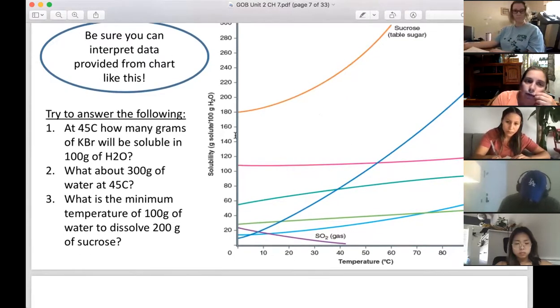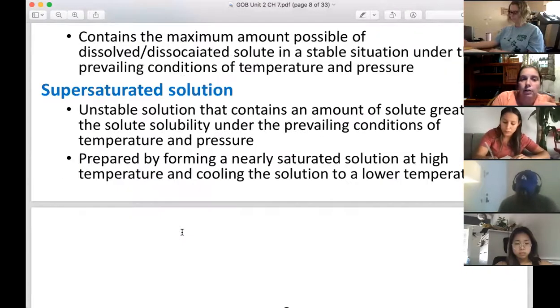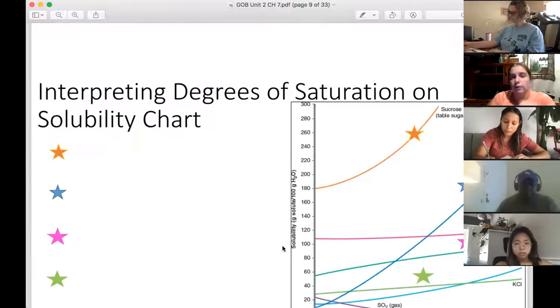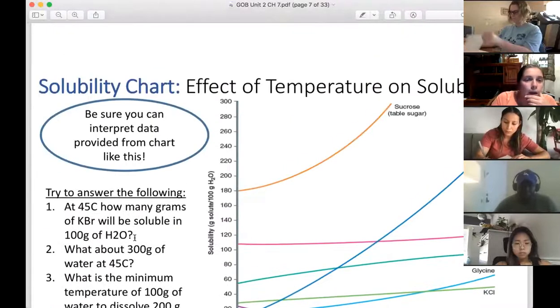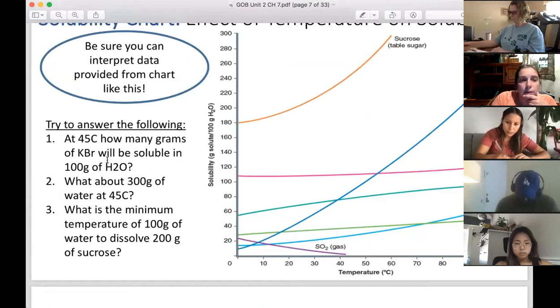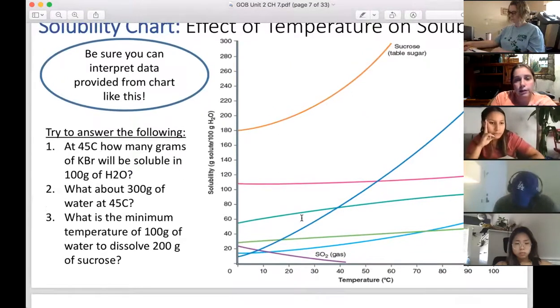So I'll go through the first one, and I have the answers down here, so you can check it out. At 45 degrees Celsius, how many grams of KBr will be soluble in 100 grams of water? The way I would look at this is go over and say, okay, 45 degrees Celsius, I'm going to come straight up to KBr, and that puts me about here on my line.